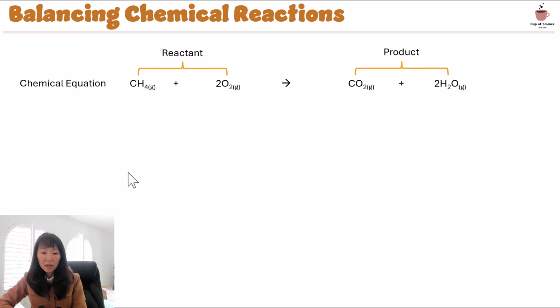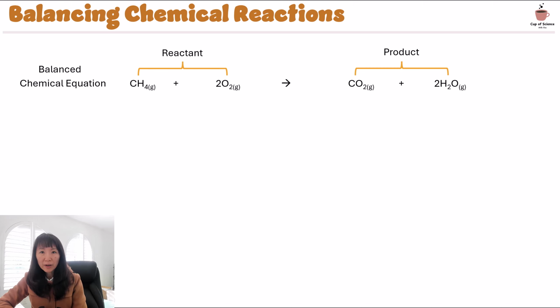What this is saying is we have one methane gas and two molecules of oxygen. It forms one molecule of carbon dioxide and two molecules of H2O. Not only is this a chemical equation, but we consider this a balanced chemical equation. So why are they balanced? And how do we know if something is balanced?